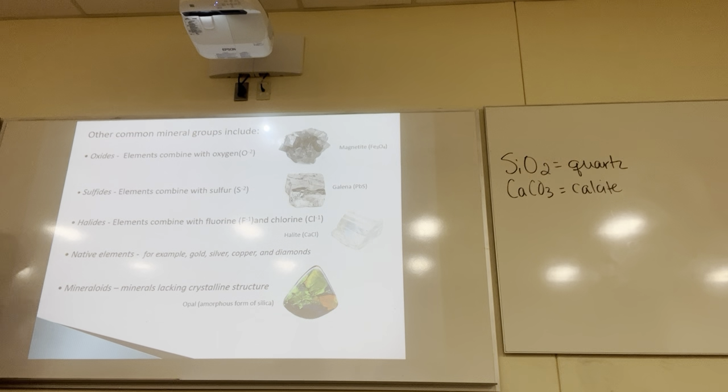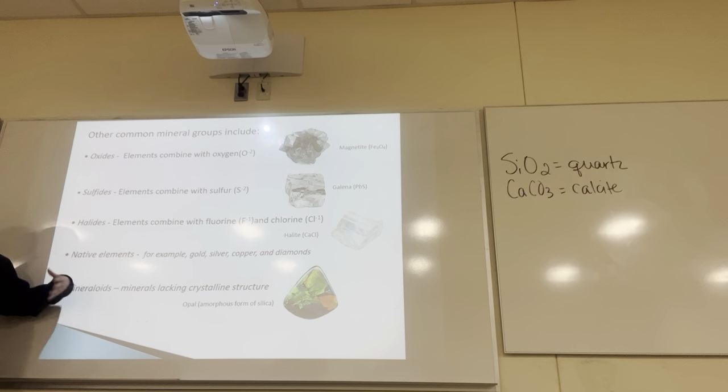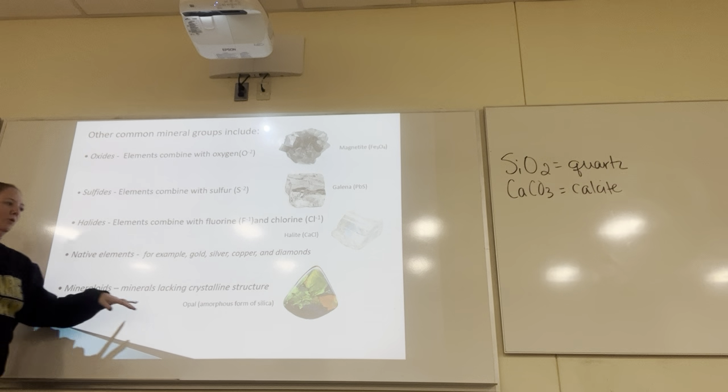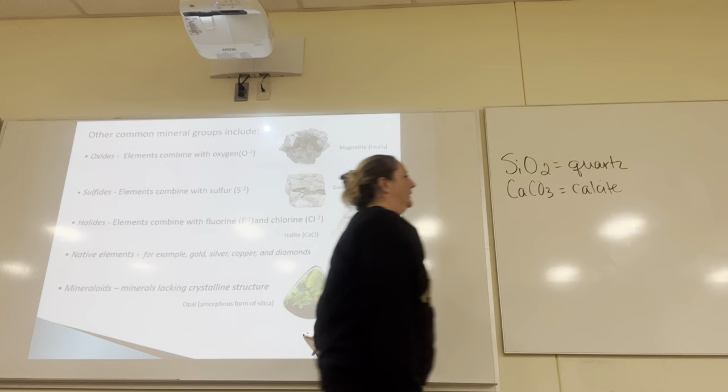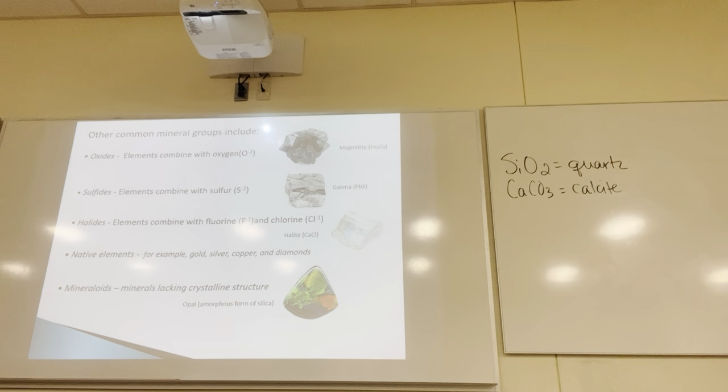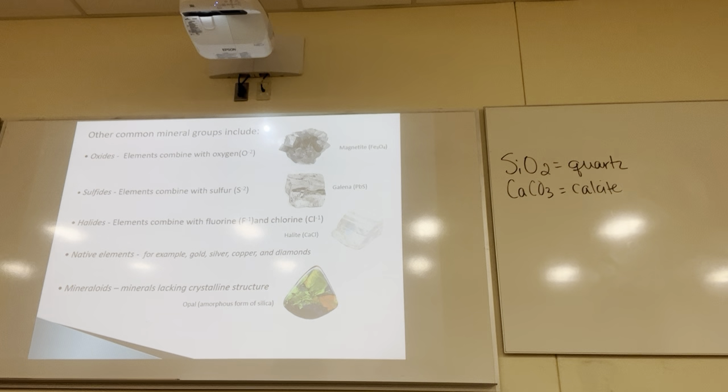So gold, copper, silver, platinum, diamond, which is technically just carbon, graphite is also just carbon. So those would be examples. And then mineraloids, I told you these are things that are like minerals, but they're not quite there. So like opals would be an amorphous form of silica. So they're not exactly minerals.